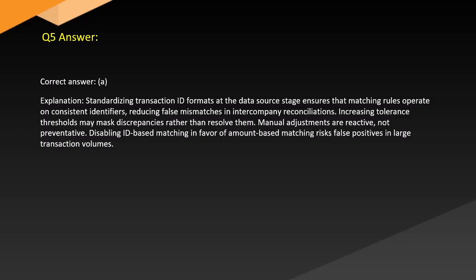Answer. Correct answer: A. Explanation. Standardizing transaction ID formats at the data source stage ensures that matching rules operate on consistent identifiers, reducing false mismatches in intercompany reconciliations. Increasing tolerance thresholds may mask discrepancies rather than resolve them.